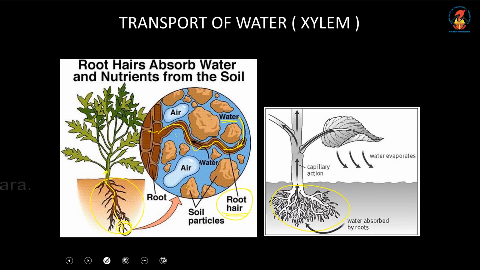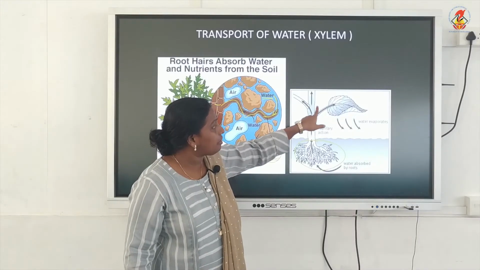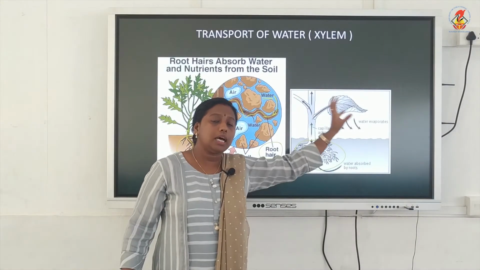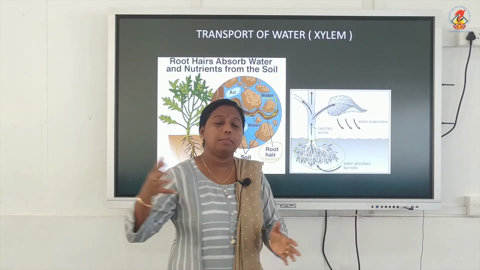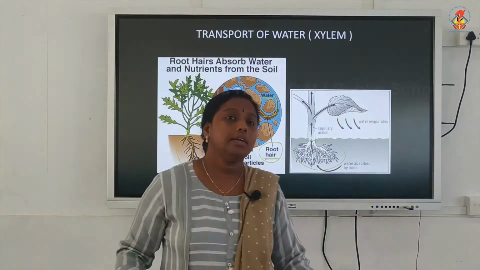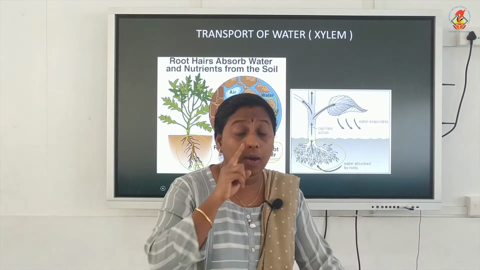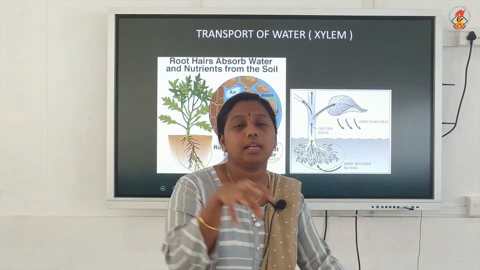And now see the next diagram, see from the xylem of the root, the water is moving to the xylem of the stem. From here, the water will be taken to the xylem of the leaf, everywhere. To all the other parts, this water will be transported. Along with the water, minerals will also be transported in a dissolved form. So this is how the water enters from soil into a root hair.